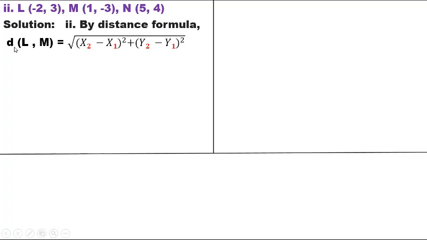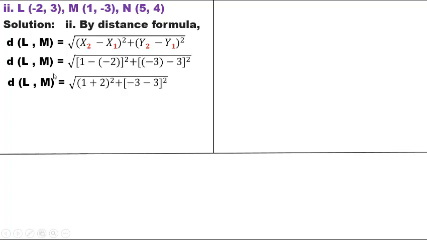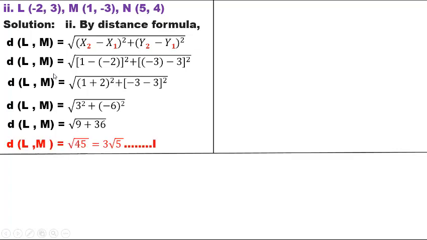The coordinates of L, M and N are given. Solution: by distance formula, calculate the distance between L and M, assuming x1, y1, x2, y2. By putting the values, we get distance of LM is equal to under root of 45, which is equal to 3 under root of 5.